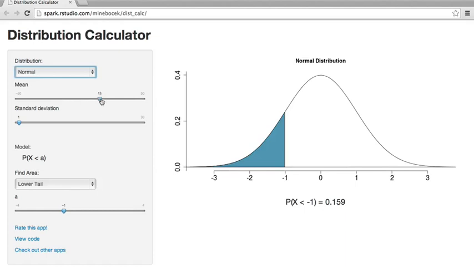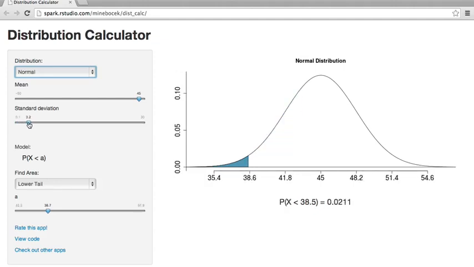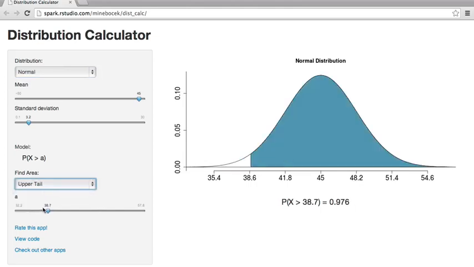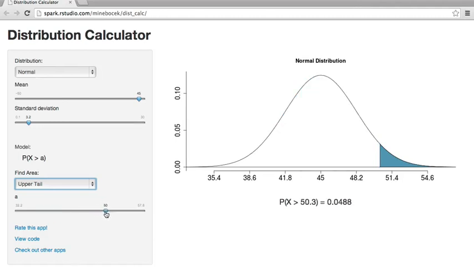We want to set our mean to 45, so we can slide it across to 45. And we want to set our standard deviation to 3.2. Here we can see our normal distribution being drawn. And remember that we want to find the upper tail because we're looking to see what percent of the passengers have baggage that weighs in excess of 50 pounds. So we're going to slide our cutoff value of interest to 50. It gives us that about 5.91% of passengers are expected to have baggage that weighs in excess of 50 pounds.